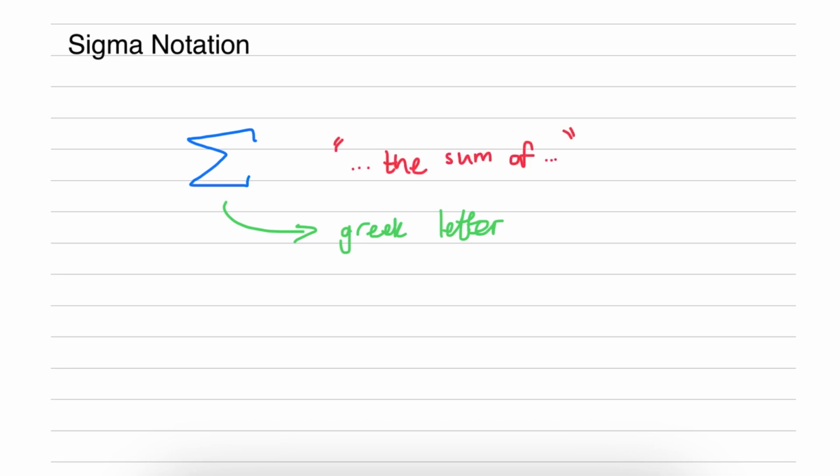In this lesson, we'll be focusing on sigma notation. Now sigma is the funny symbol that we're looking at in blue over here, and it's a Greek letter. In fact, it's the letter S in Greek. What it stands for is to find the sum of a certain amount of things, so it might be terms in a sequence or whatever.